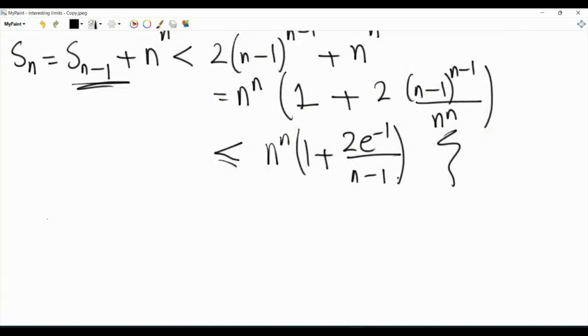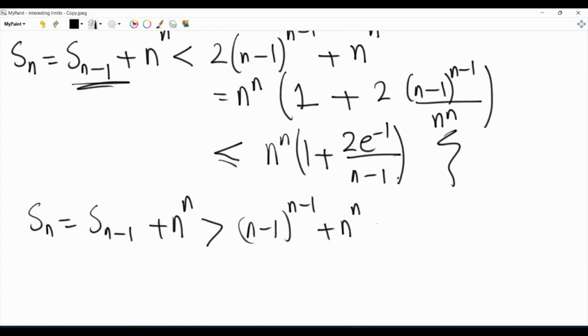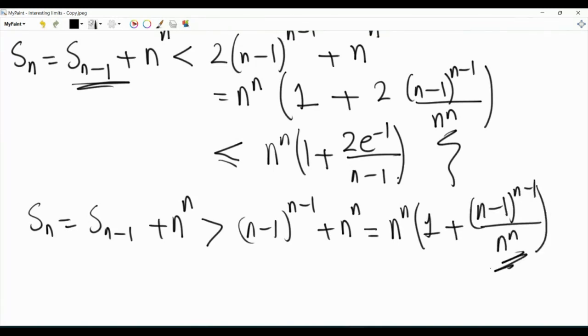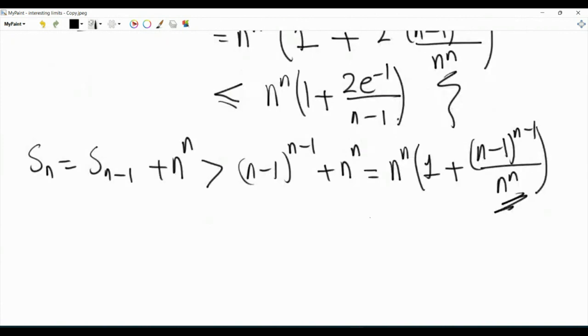The lower bound is more straightforward. Sn is equal to Sn minus 1 plus n to the power n. Now, Sn minus 1 can be lower bounded by its biggest term alone. So this is strictly superior to n minus 1 to the power n minus 1 plus n to the power n. We can take n to the power n as a common factor, and we are left with 1 plus n minus 1 to the n minus 1 over n to the n. We know a lower bound on this ratio here. The lower bound is 1 over 4 times 1 over n minus 1.